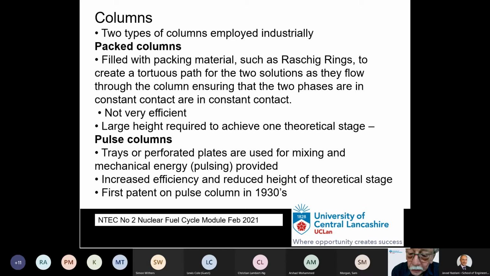And all that the packings are doing is making the movement of liquid both downwards and upwards in that column a fairly tortuous path, such that the two phases actually come into fairly good contact with each other. And that's what either a pulse or packed column is about, to make sure that you've got good distribution and good contact between the two phases.